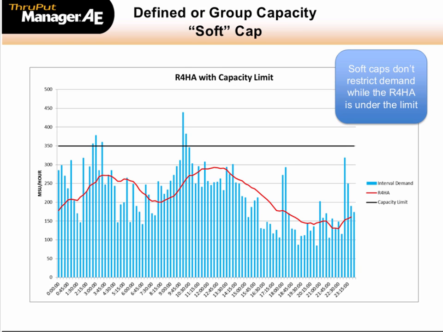This is what soft caps look like. The application demand is freely allowed to exceed the cap limit because the rolling 4-hour average, as shown with the red line, does not exceed the limit. As you can see, this option provides much more flexibility to application performance.